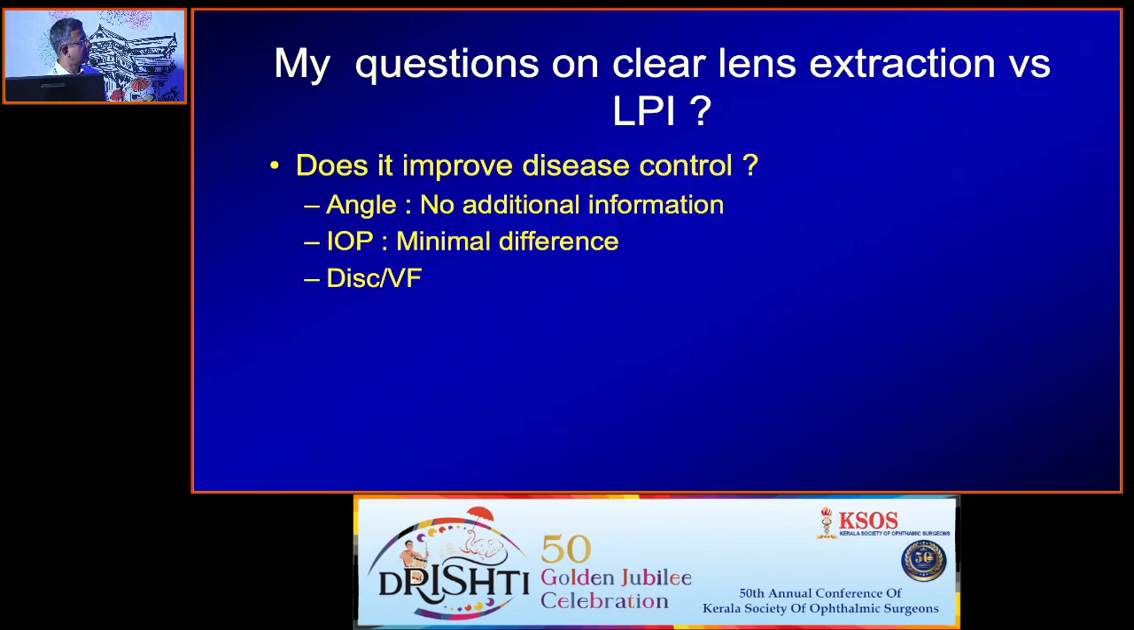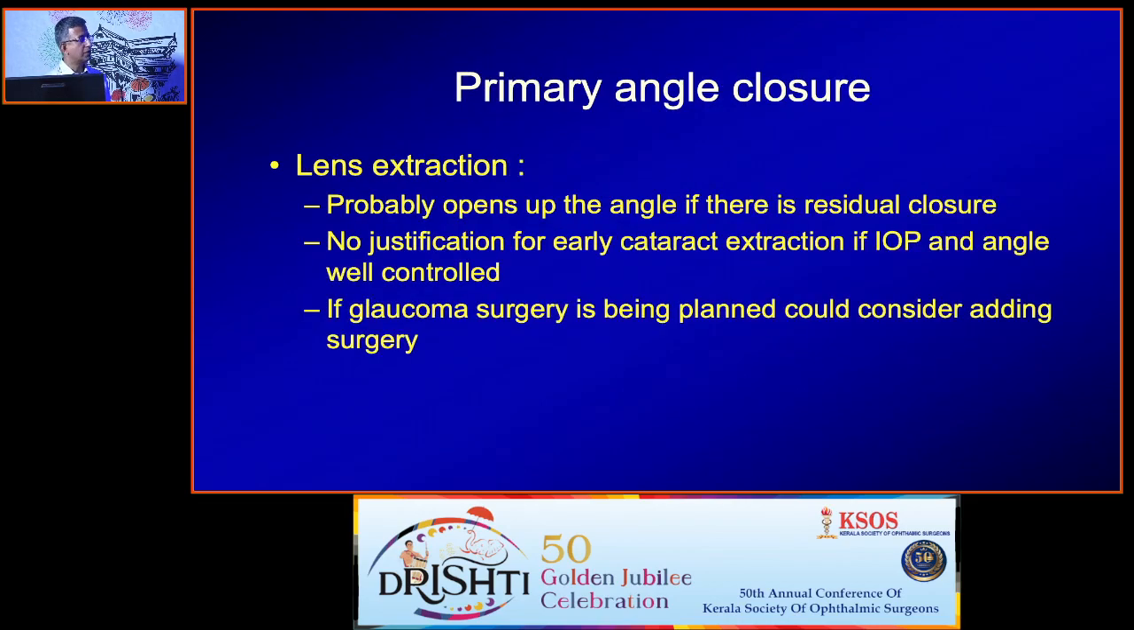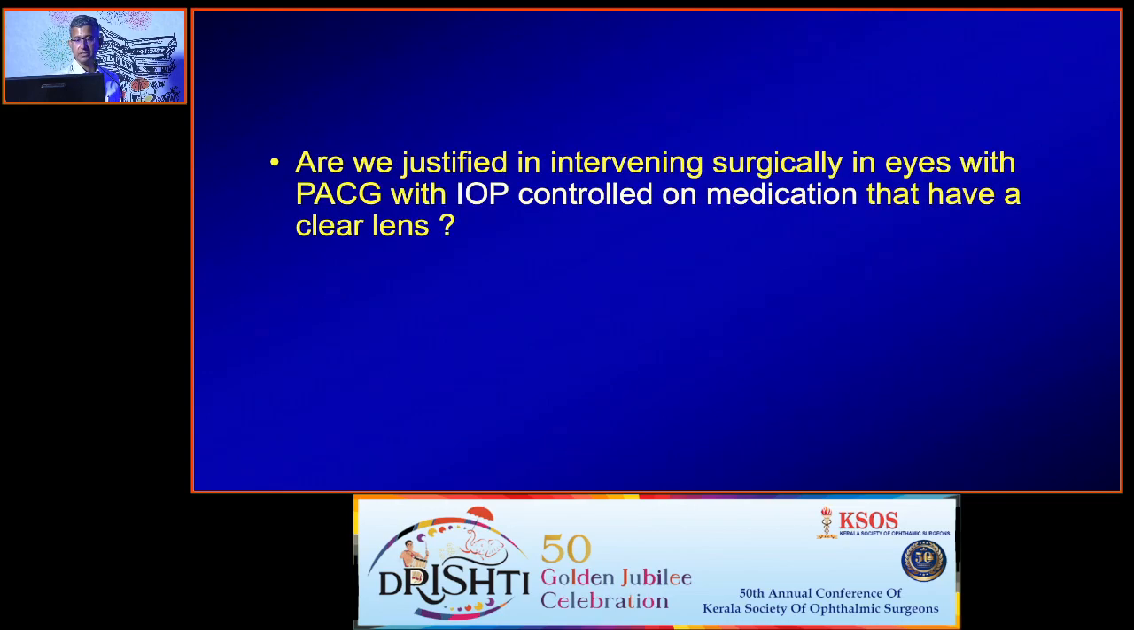So our questions were, in the angle, there is no additional information. In the IOP, there's minimal difference, and disc and visual field changes were actually similar between both the groups. So in primary angle closure, lens extraction probably opens up the angle if there is residual closure. There's no justification for early lens extraction if IOP and angle are well controlled, and you should always do a YAG-PI to see whether the angle opens up. And if glaucoma surgery is planned, of course, you could consider adding lens surgery.